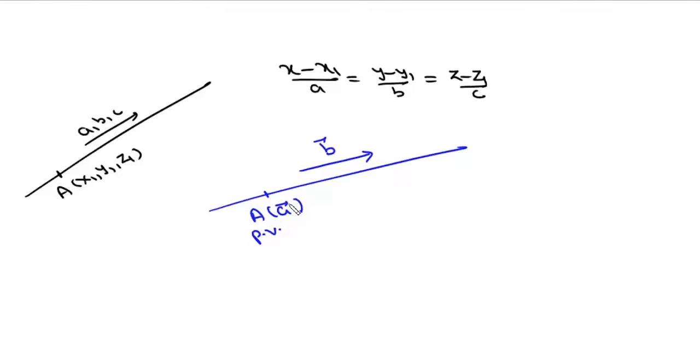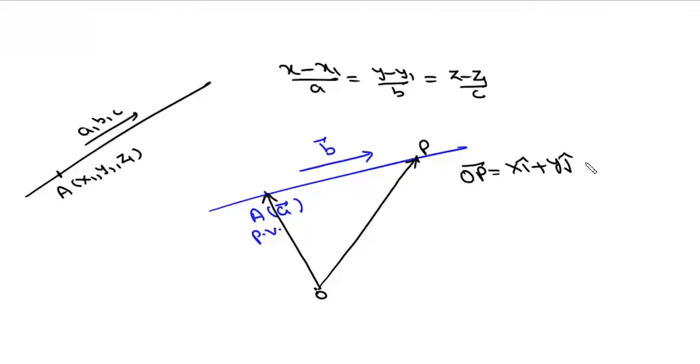Now since this a is a position vector, and this is suppose the origin, this vector is OA, and any general point on this line, say P, we can write this OP as xi plus yj plus zk, and it is suppose this vector r. So the position vector of this point P is r.